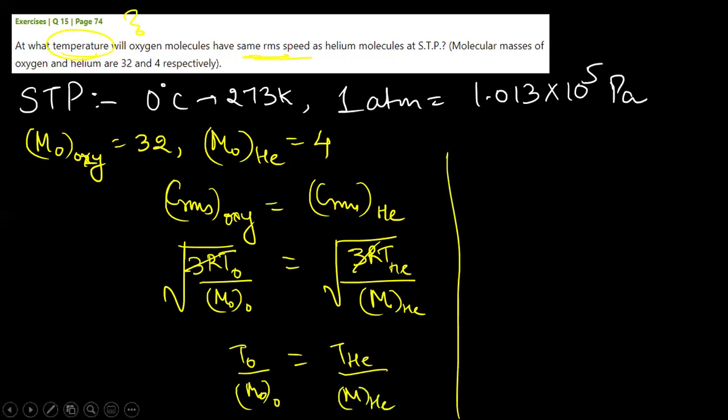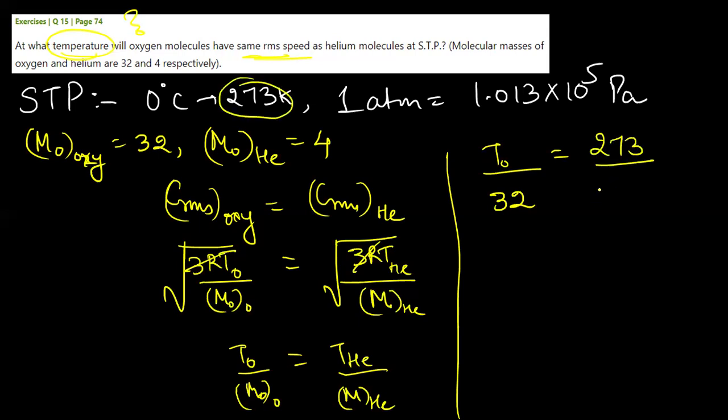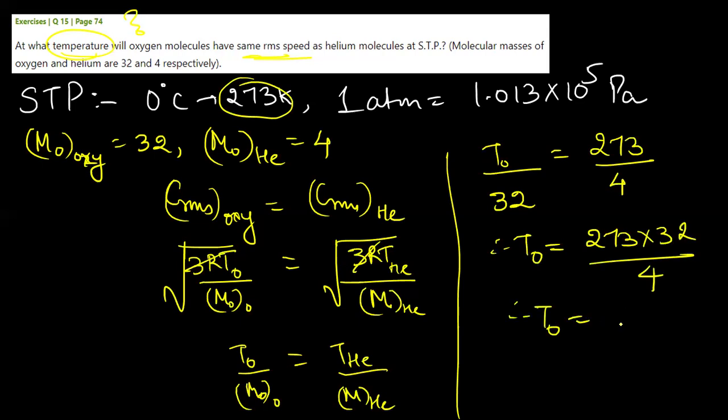So just put the values which are given to us. For helium they have given the temperature, 273 Kelvin. We are supposed to find it for oxygen. So TO upon molecular mass of oxygen, 32, equal to temperature for helium, 273, the number which I have told you, STP, divided by molecular mass of helium, 4. So just solve this. Temperature for oxygen will be 273 into 32 divided by 4. So when you solve this, you get the temperature for oxygen as nearly 2185 Kelvin, which will be the answer.